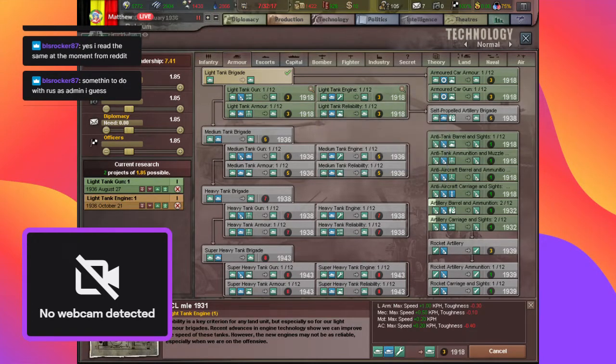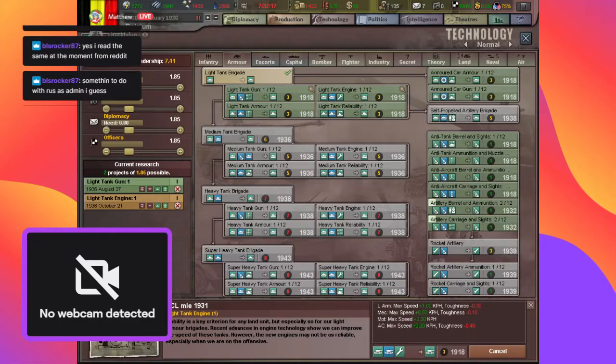So if I click light engine, you see how that's yellow? That means it's like 85%, or whatever. It's really important. It's exponential, from what I understand, and that's one of the problems that they try to address.